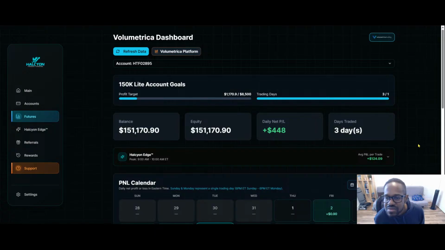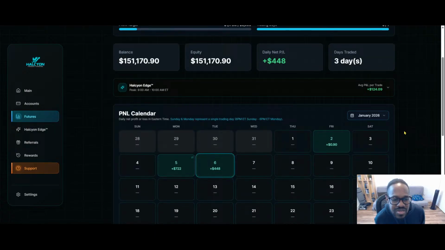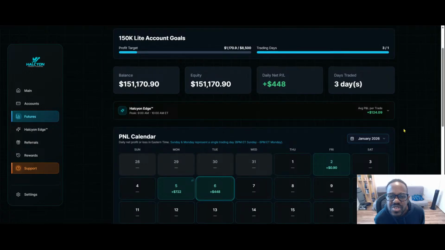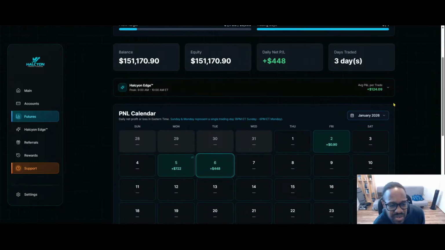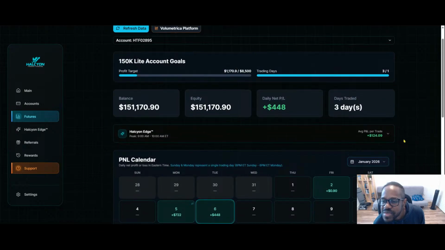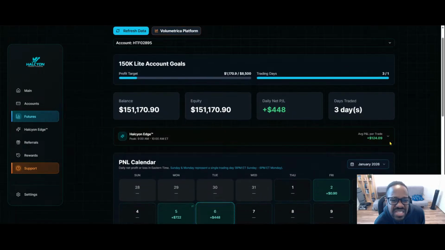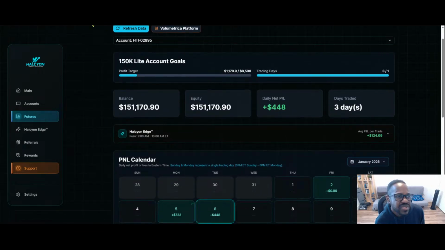All right, so this is my P&L for today. $448. So far we have $1,170.90 in profit after 3 days of trading. So yesterday I was 722, today's at 448, and on Friday we had 90 cents. So this is what we have here.